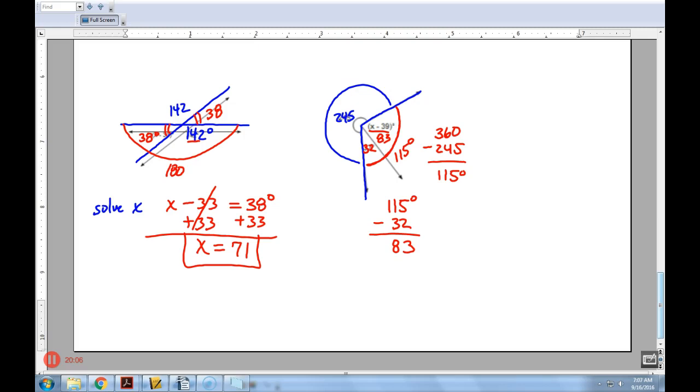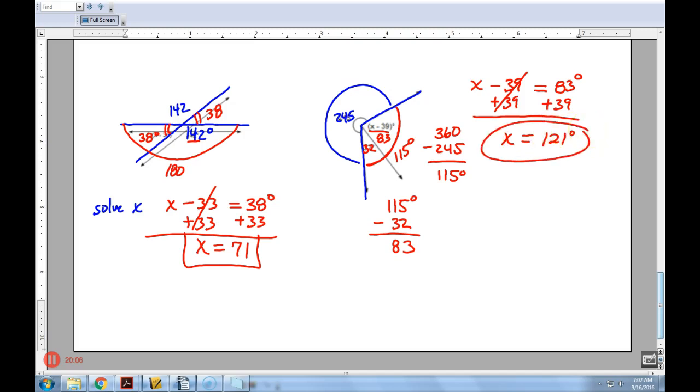Now they want me to figure out what x is. So I say the angle is 83 degrees. I know that for sure. They're telling me it's x minus 39. So I need to figure out what x will make it work out. So this is a one-step equation. Add 39, cancel, x equals 121. So realize none of the angles in the equation or in the diagram are 121, but x's. A lot of times you're wanting to find the x value that'll make the picture true according to the rules that we've been learning so far.